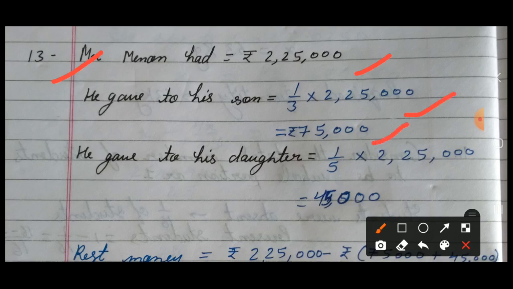He gave to his daughter 1/5 of his money. 1/5 multiplied by 2,25,000, it is going 45,000 times. He gave to his daughter 45,000 and to his son 75,000.